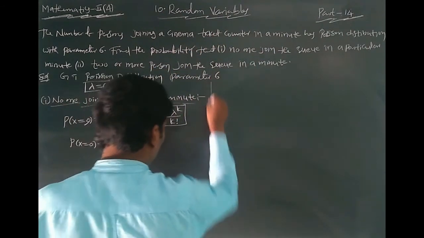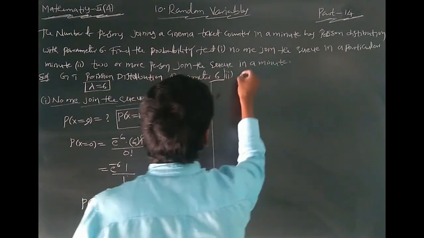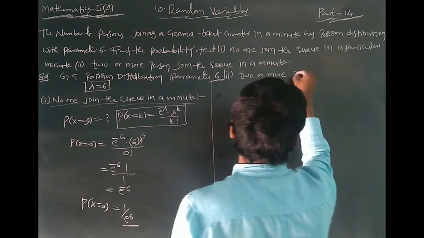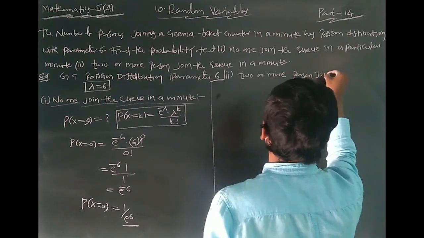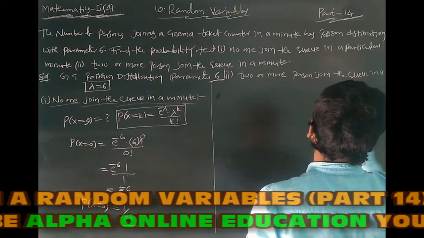First one completed. Second one. What is the second one, students? Here, 2 or more persons join the queue in a minute.